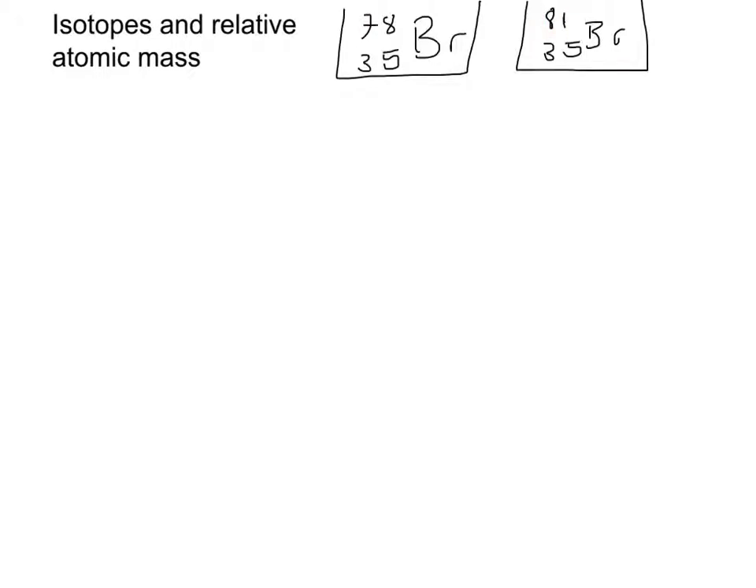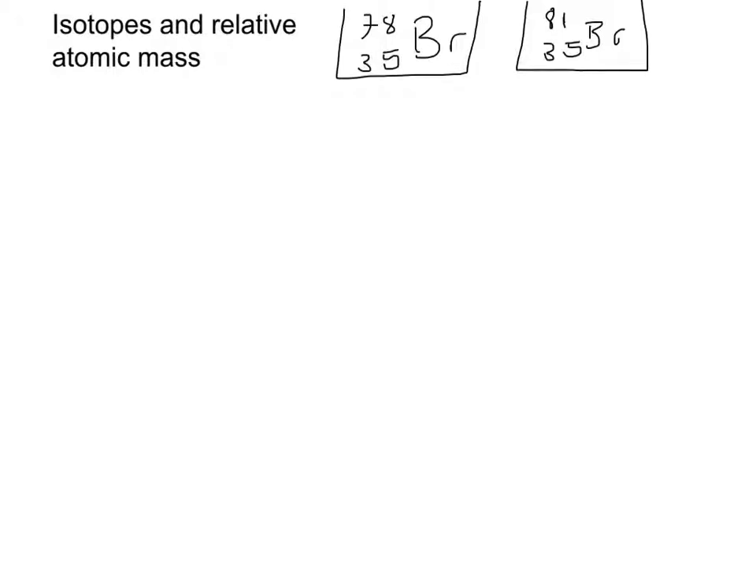of 81. Now you notice that the atomic number remains 35 for each of these bromine atoms, that's because the atomic number represents the number of protons within the nucleus and not the number of neutrons.